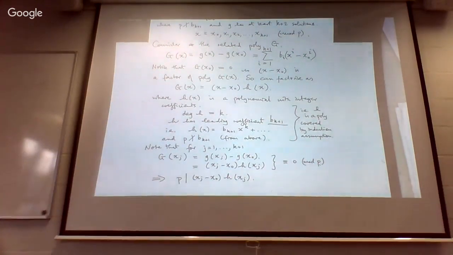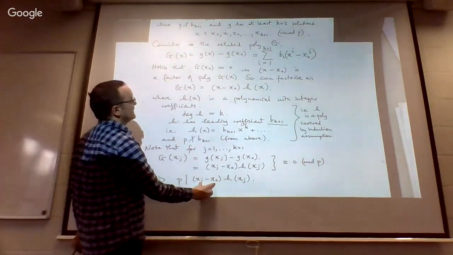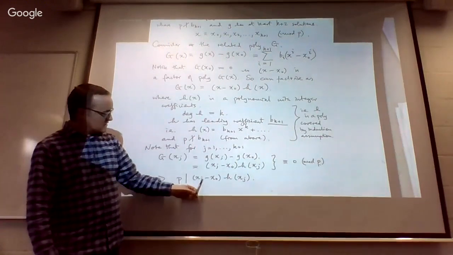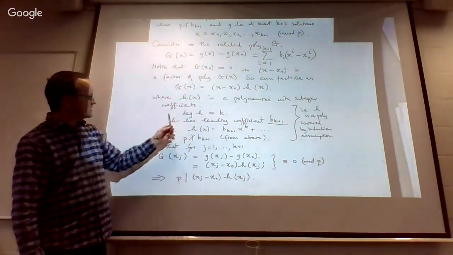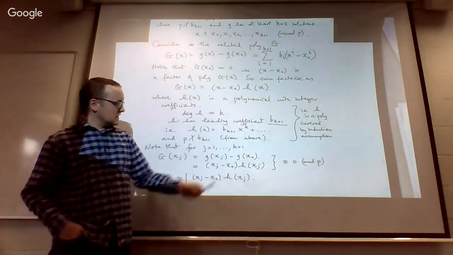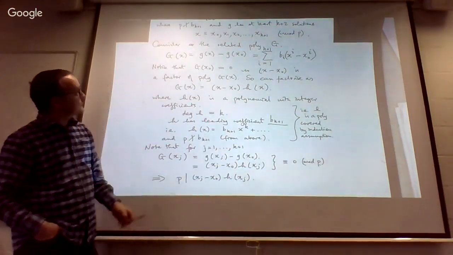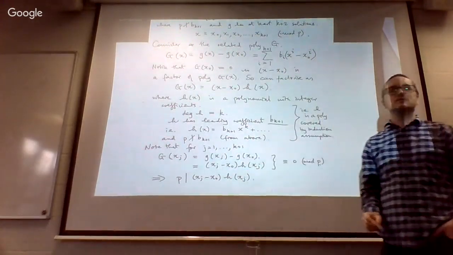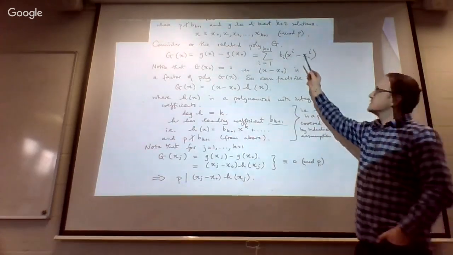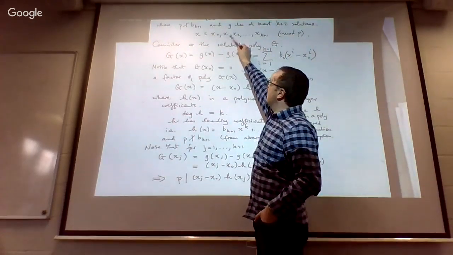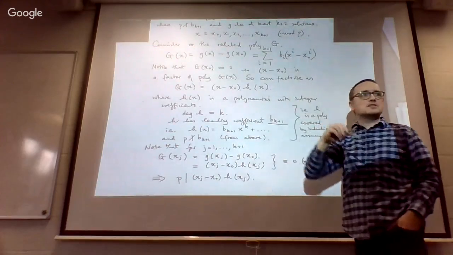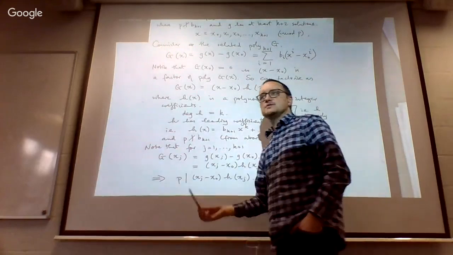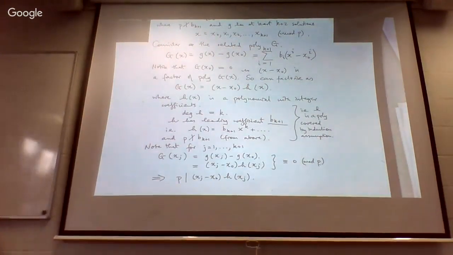But we know that p does not divide this. Why do we know this? Because these are differences between one of the x_j's, which could be x_1 up to x_{k+1}, and x_0. But these were introduced as distinct solutions mod p. So each of these x's are all distinct modulo p. So p never divides a difference between them, because that would mean that they were congruent.